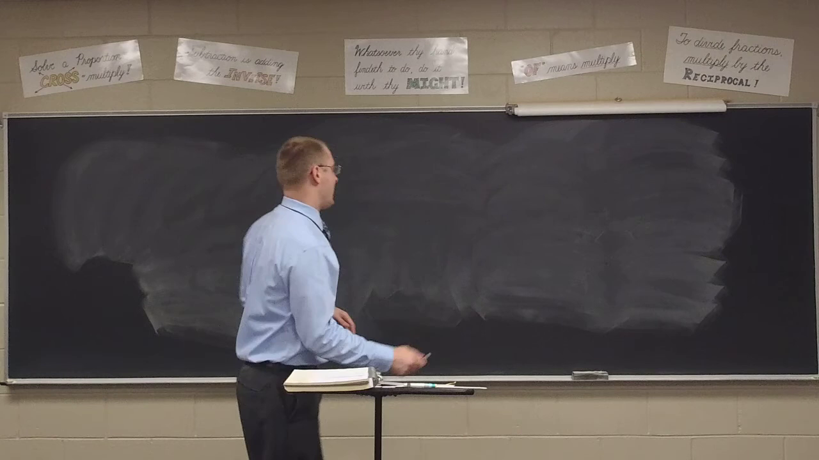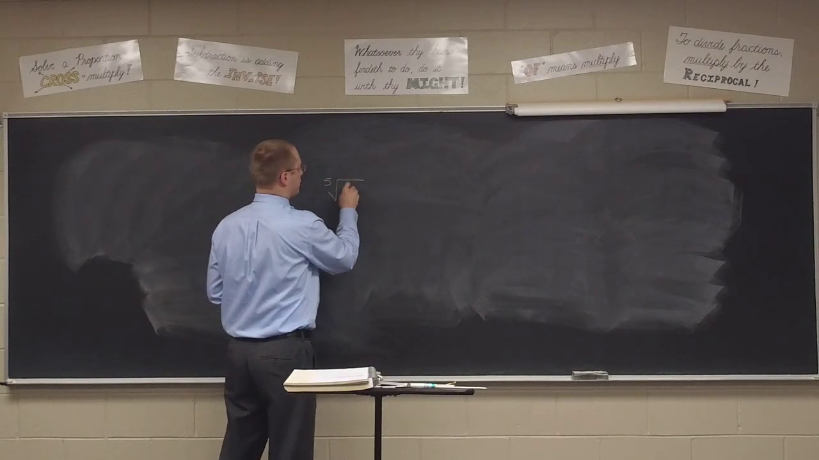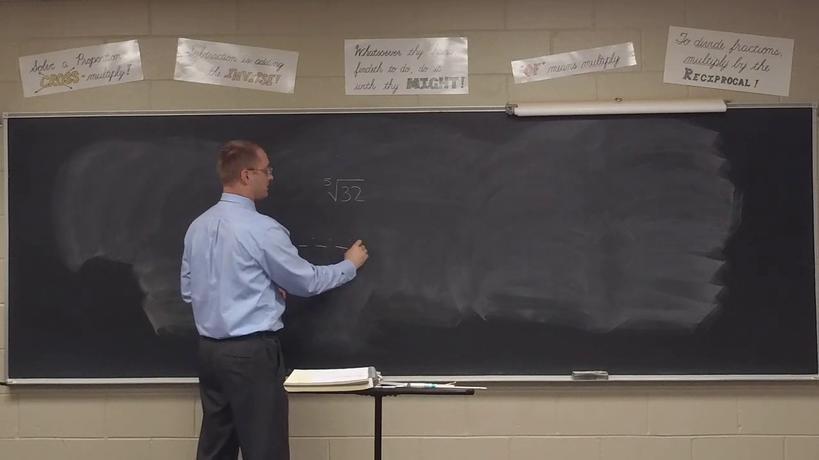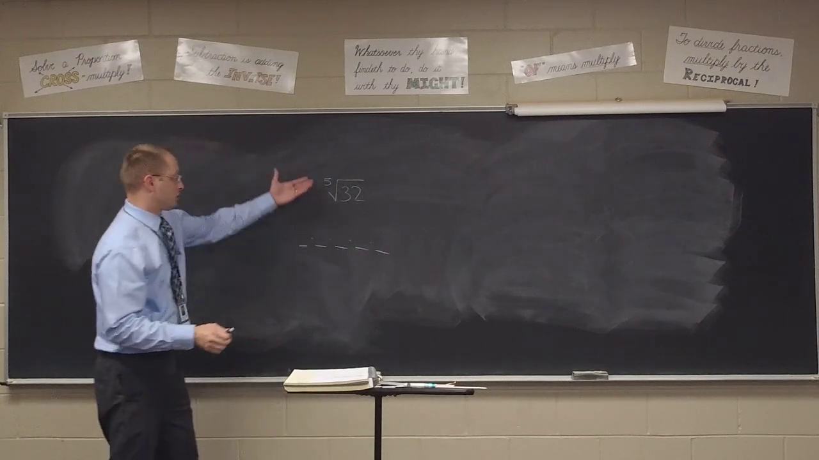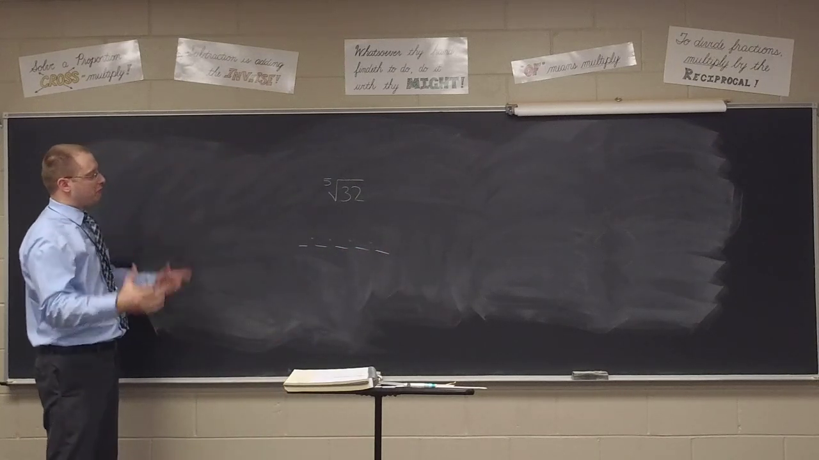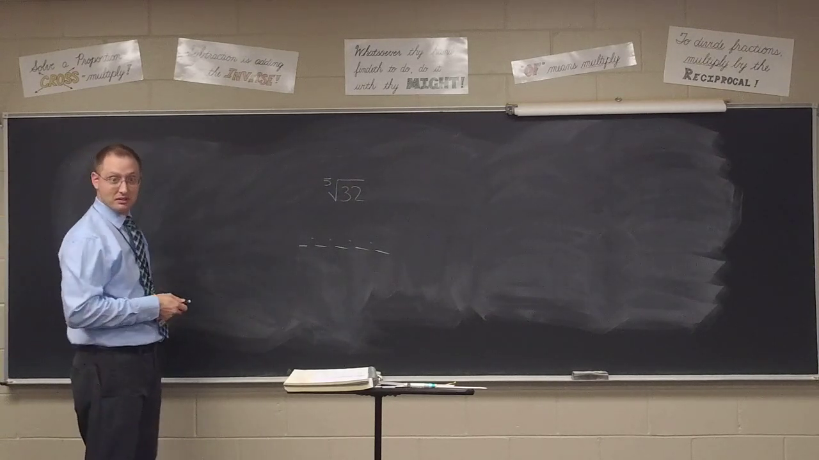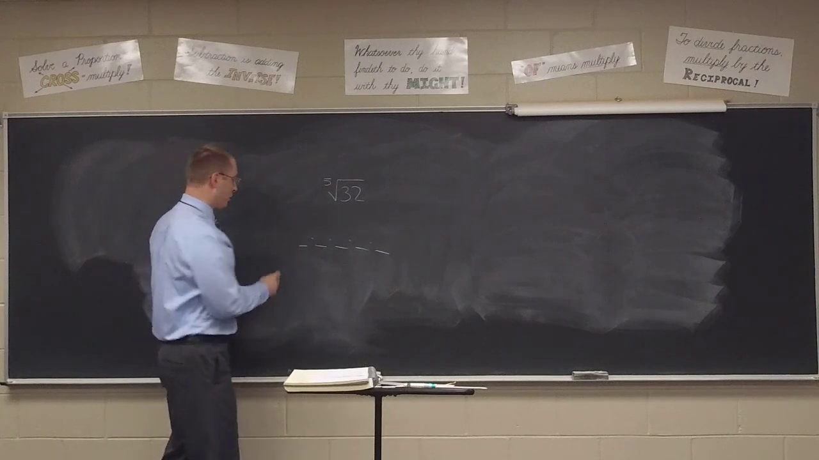For instance, if I said, what is the fifth root of 32? It's asking what number times itself, times itself, times itself, times itself could have given us 32. Just for the sake of fun, hazard a guess. Anyone want to make a guess? He guesses 4. All right, let's try it.